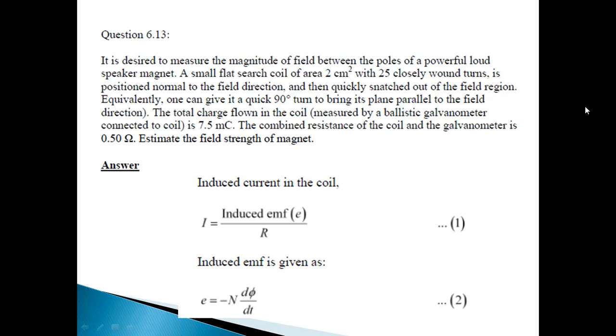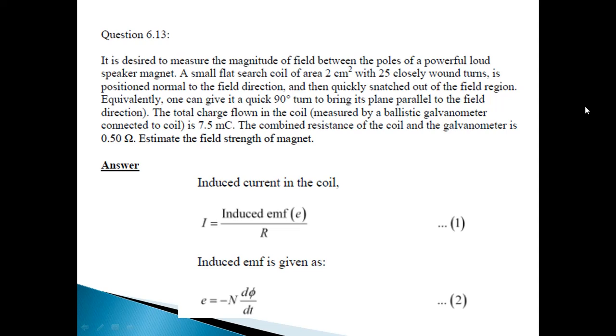Next question. It is desired to measure the magnitude of field between the poles of a powerful loudspeaker magnet. A small flat search coil of area 2 cm squared with 25 closely wound turns is positioned normal to the field direction and then quickly snatched out of the field region. Equivalently, one can give it a quick 90-degree turn to bring its plane parallel to the field direction.